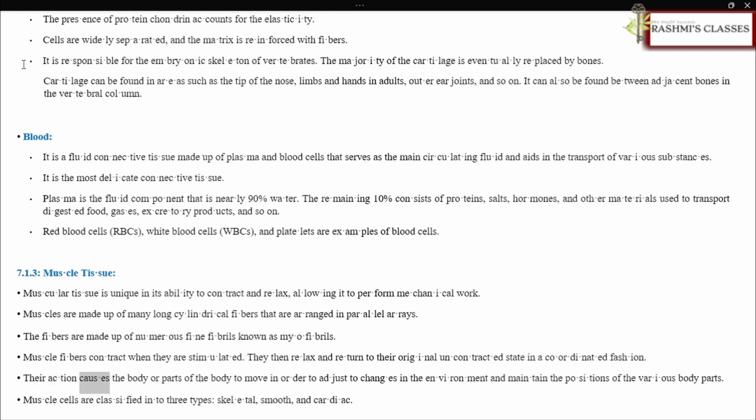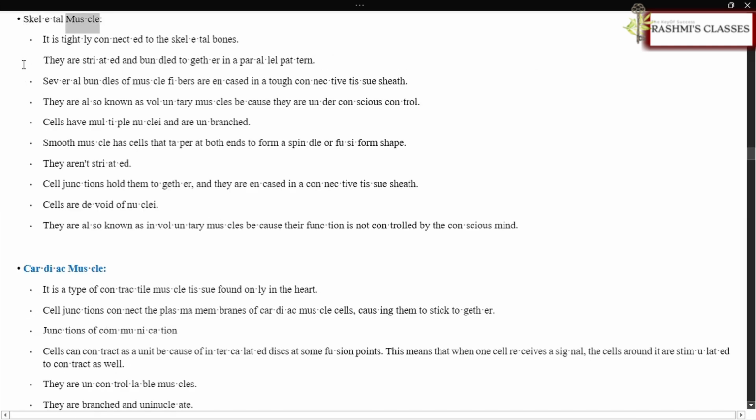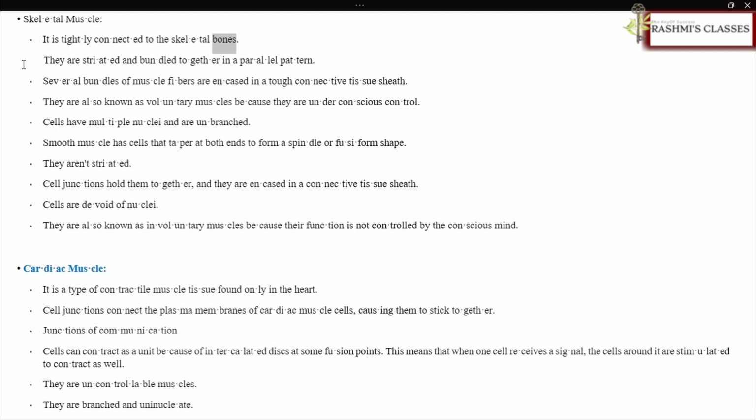Their action causes the body or parts of the body to move in order to adjust to changes in the environment and maintain the positions of the various body parts. Muscle cells are classified into three types: skeletal, smooth, and cardiac. Skeletal muscle. It is tightly connected to the skeletal bones.